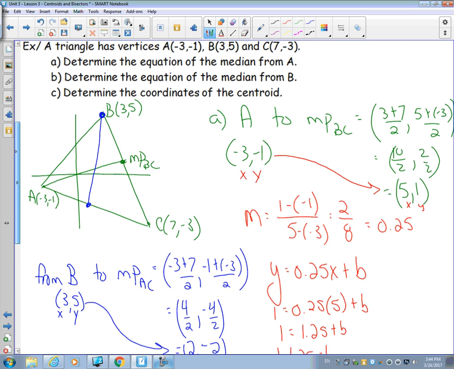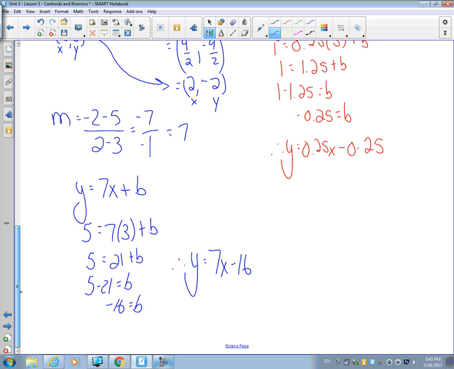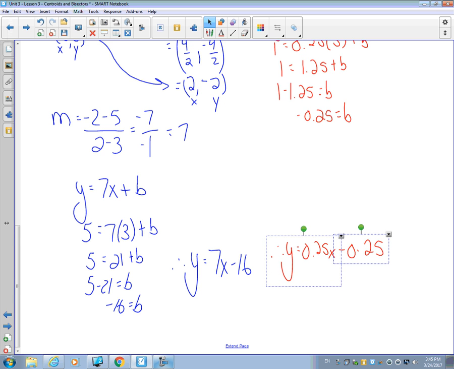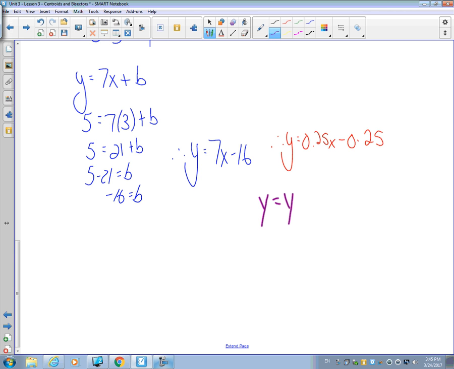What do I got left? The coordinates of the centroid. The centroid is where these two things meet. Right here, this POI, the point of intersection between two different equations. That's what we learned about all last unit. We have the red equation, that's this one. We have the blue equation, that's the other median. Where do they meet? Well, they meet where they're equal. So I can set my two equations equal to each other. And if I do that and I solve it, I'll find my POI.